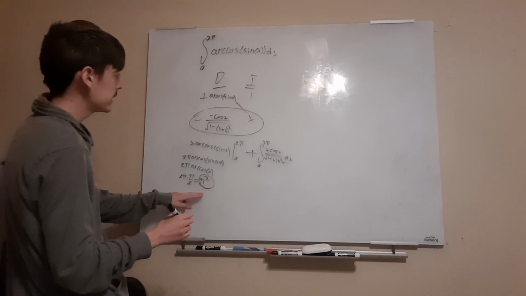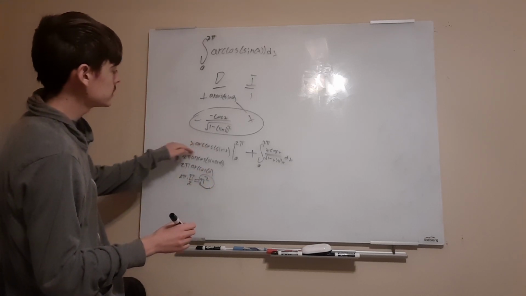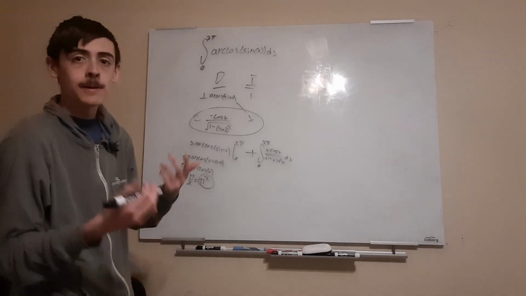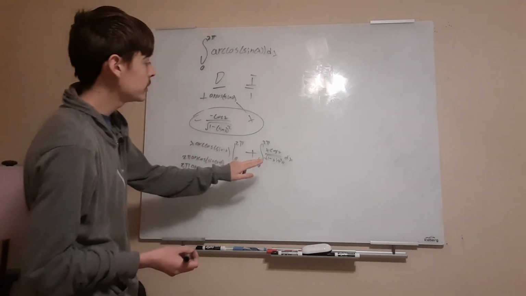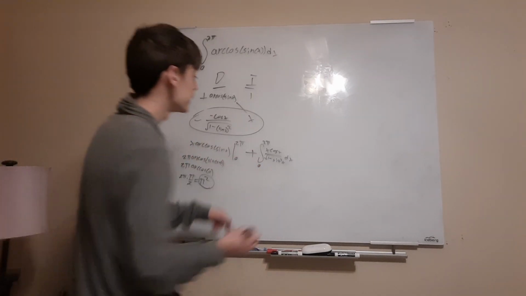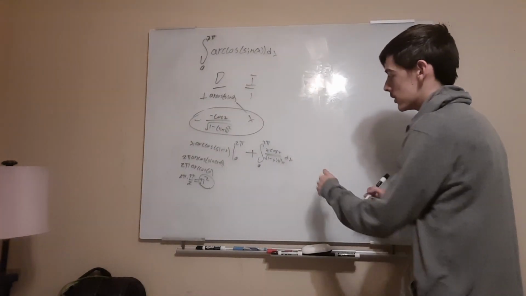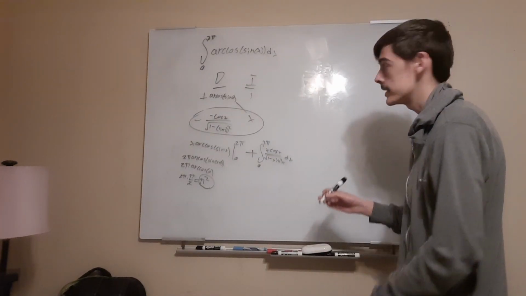Now this is the first part of our answer. That's the answer to this first half of the integral, the first part of by parts. The big issue comes over here with the integral from 0 to 2 pi of x cosine x over the square root of 1 minus sine squared x.